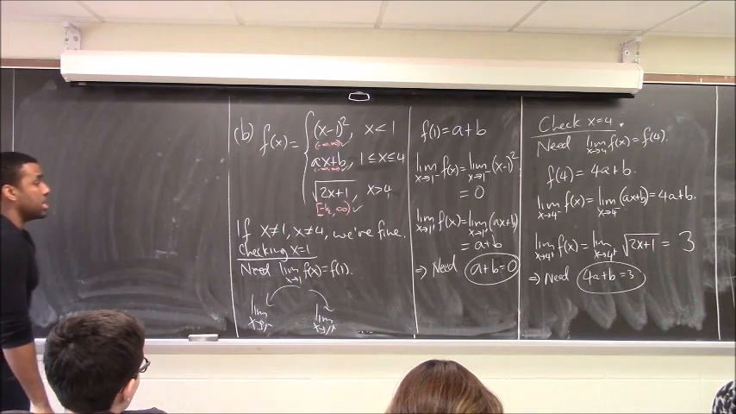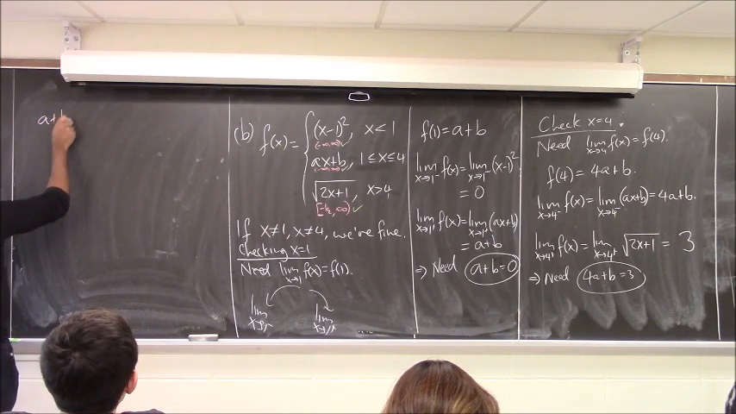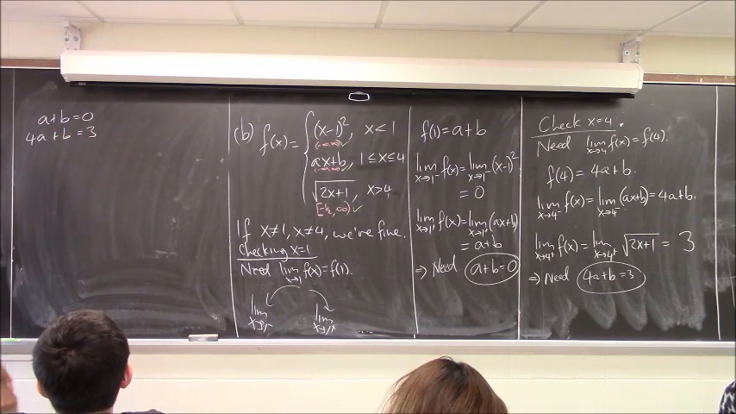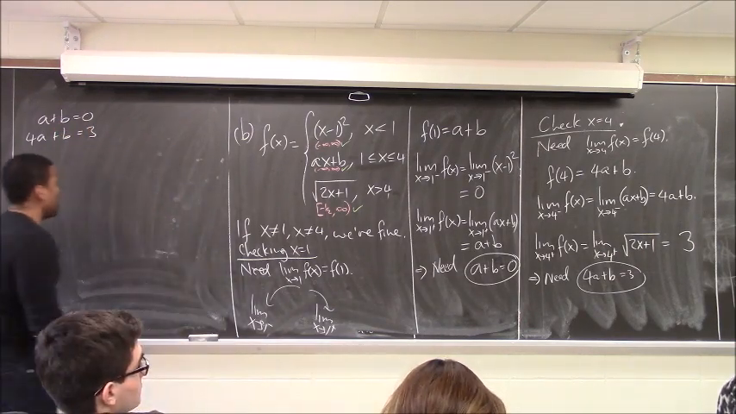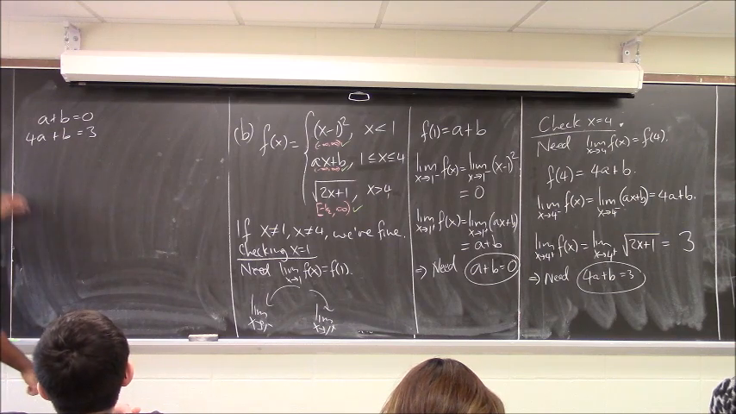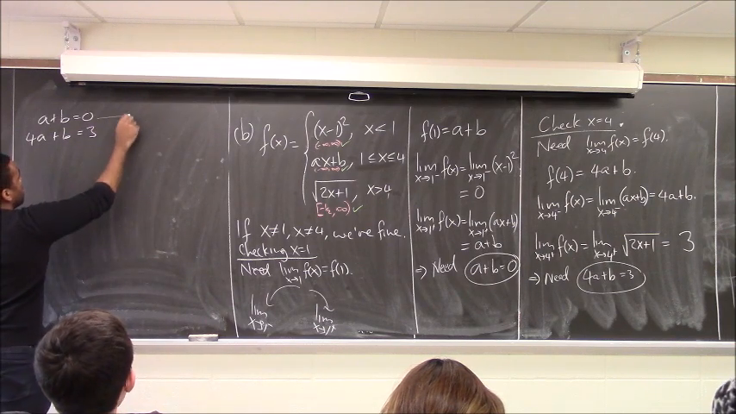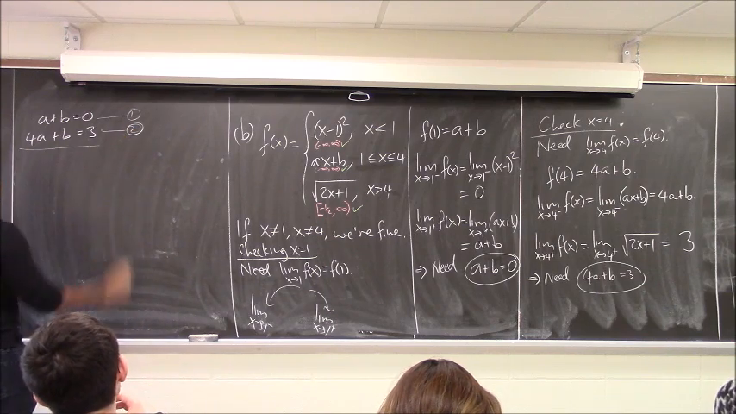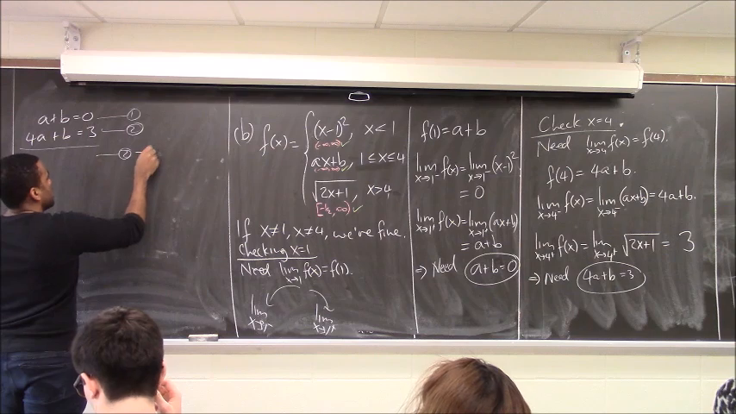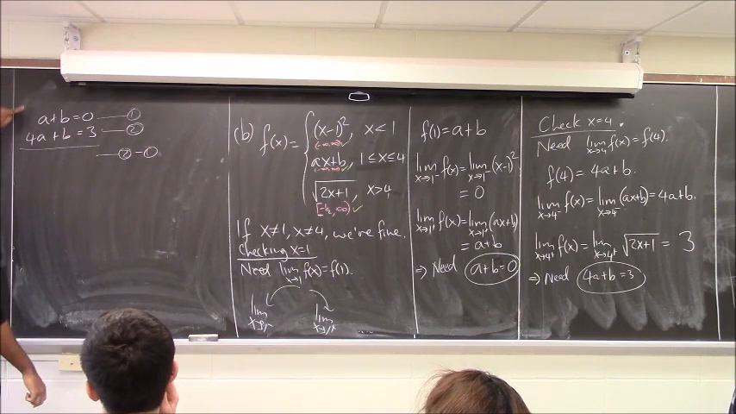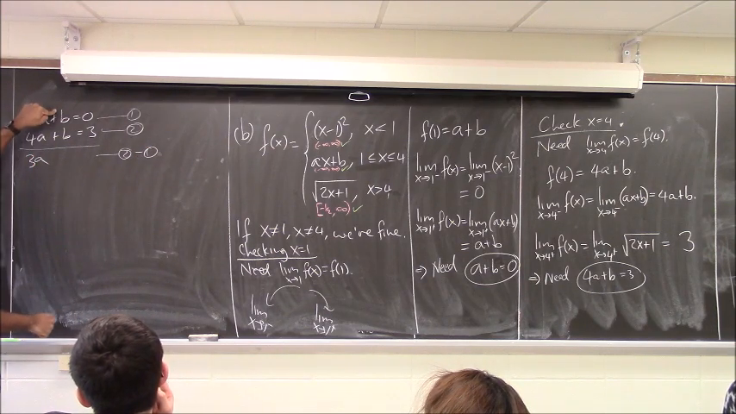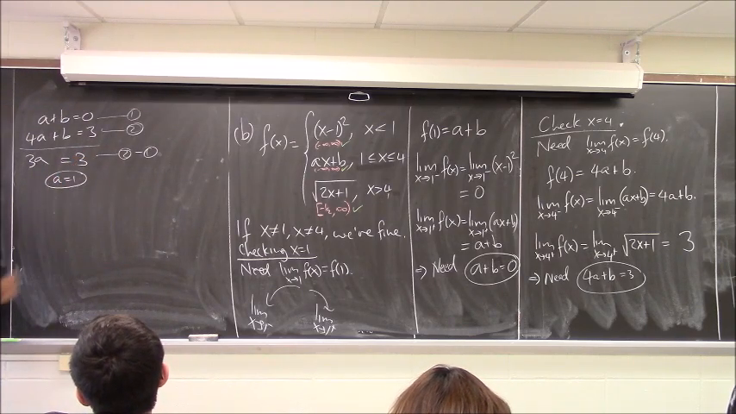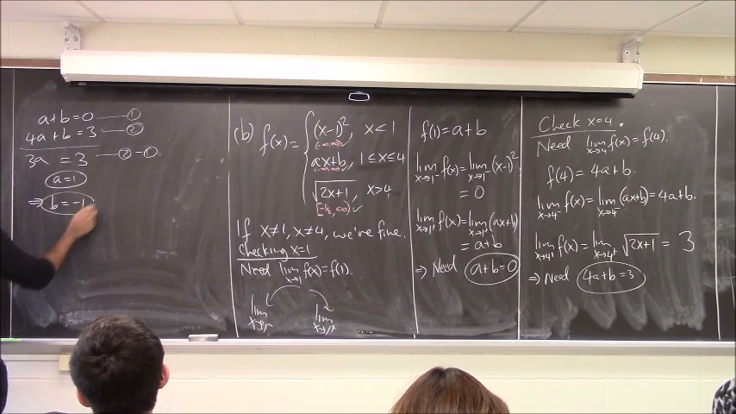So you realize now what you have is a plus b equals 0 and 4a plus b must equal 3. These conditions must be satisfied simultaneously, so you have a simultaneous system of equations. There are a multitude of ways to solve these. I'm going to use elimination because if I look at equation 2 minus equation 1, 4a minus a, you get 3a, b minus b, you get 0, 3 minus 0, you get 3, so you get a equals 1, which immediately implies that b is minus 1.